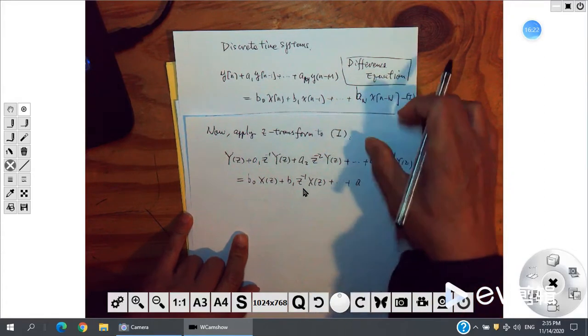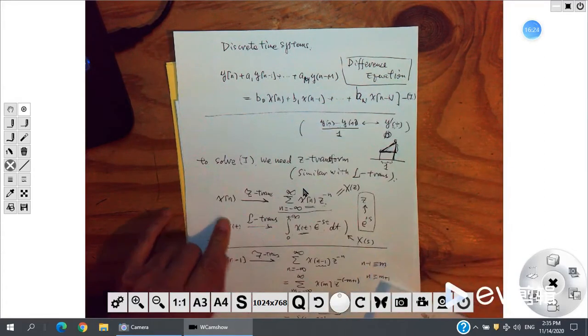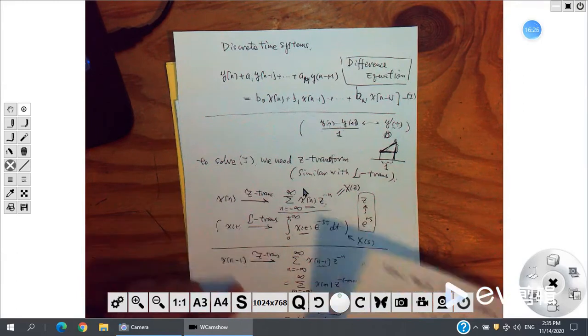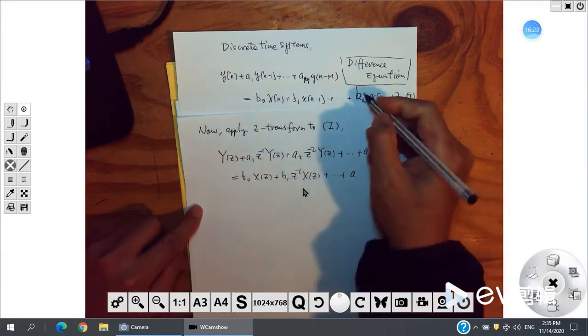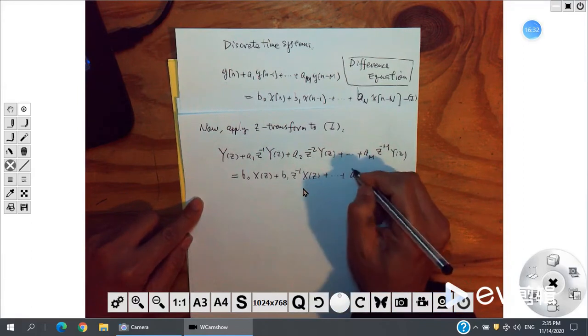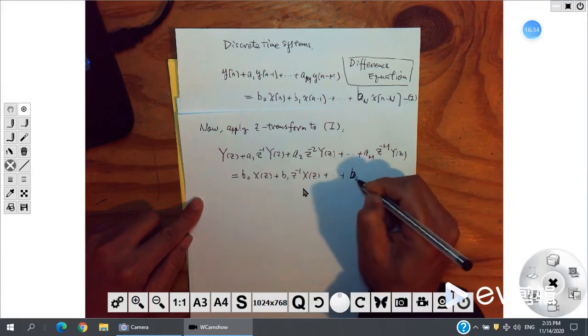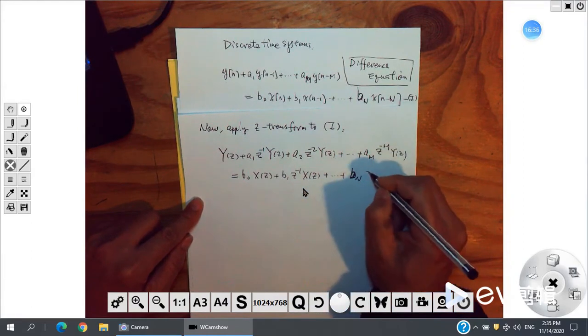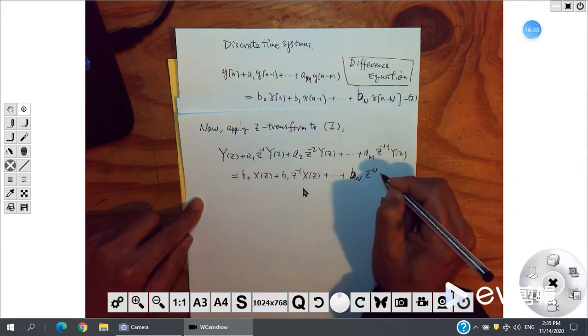Do I have any other thing wrong? Okay, that's not good. This should be b. The coefficient here is b, not a. This is b. Bn times this one should be z to negative n times X of z.